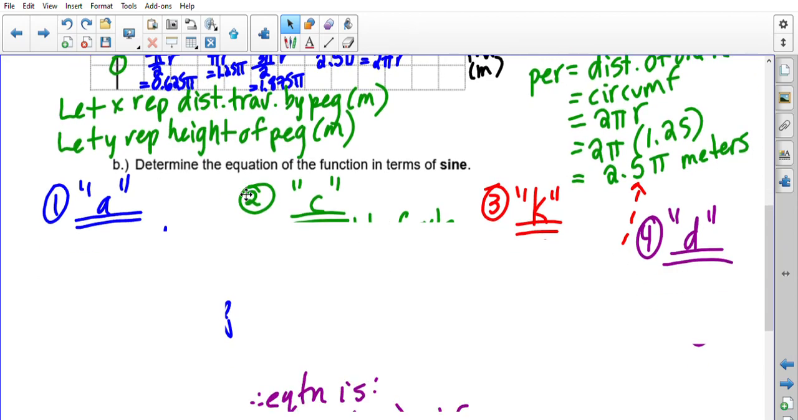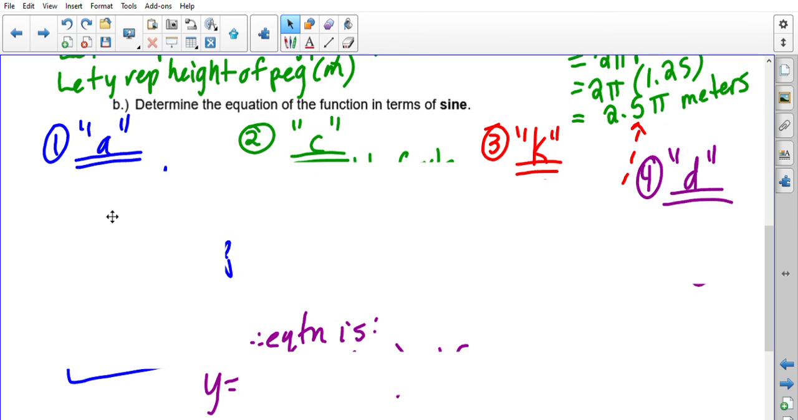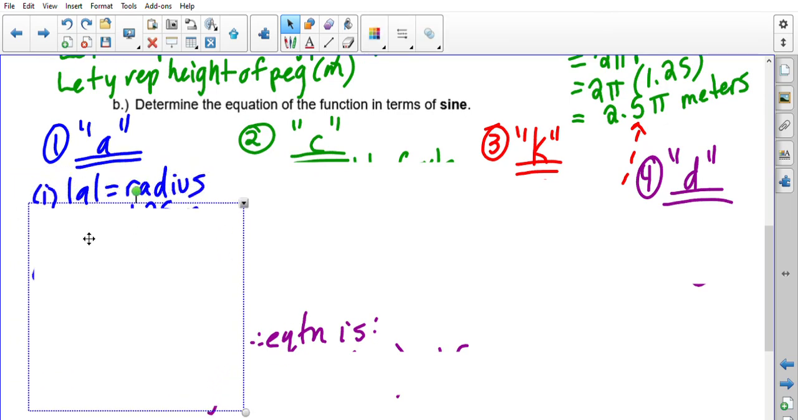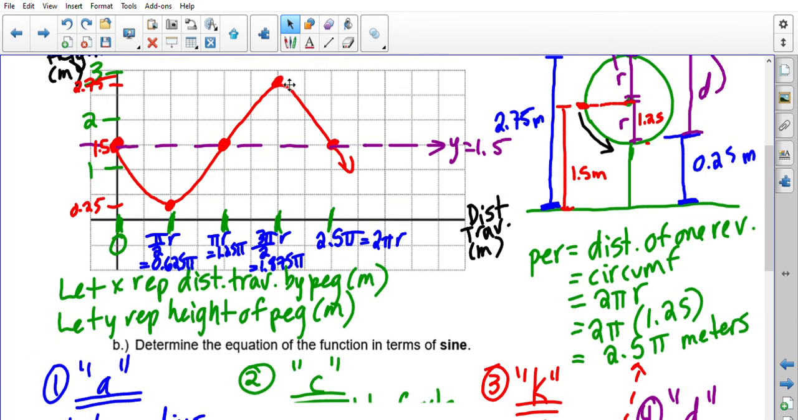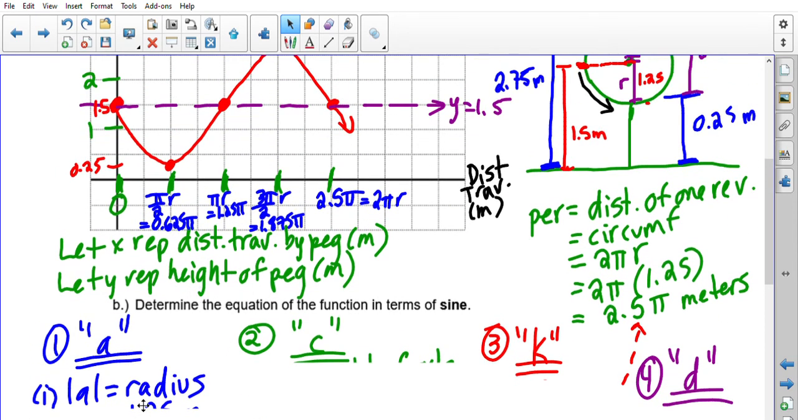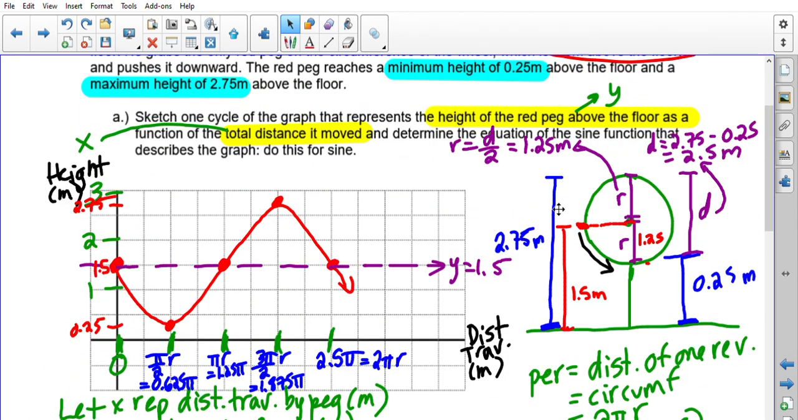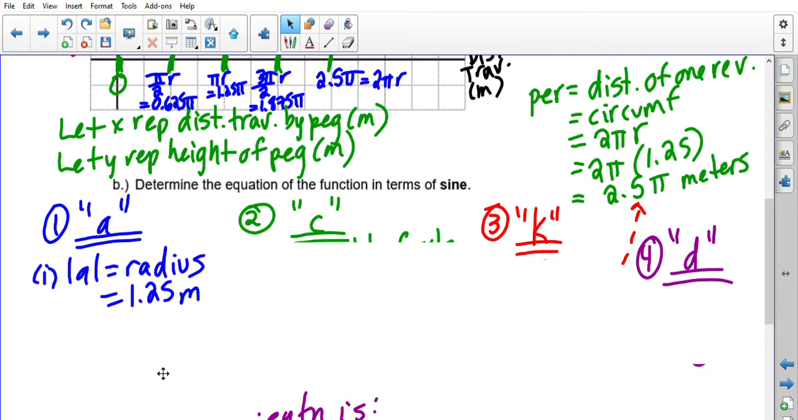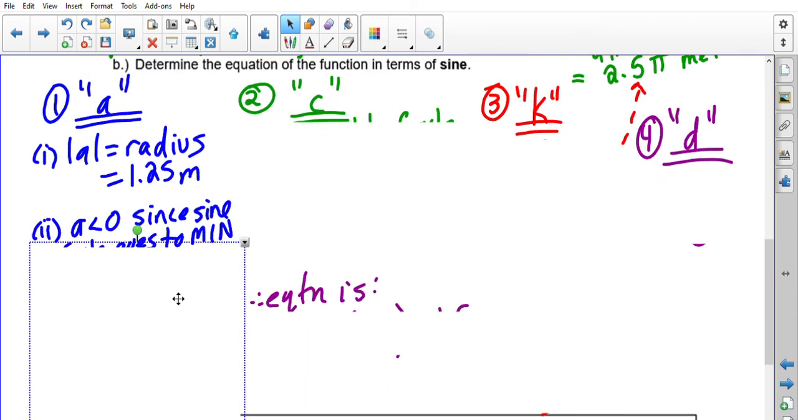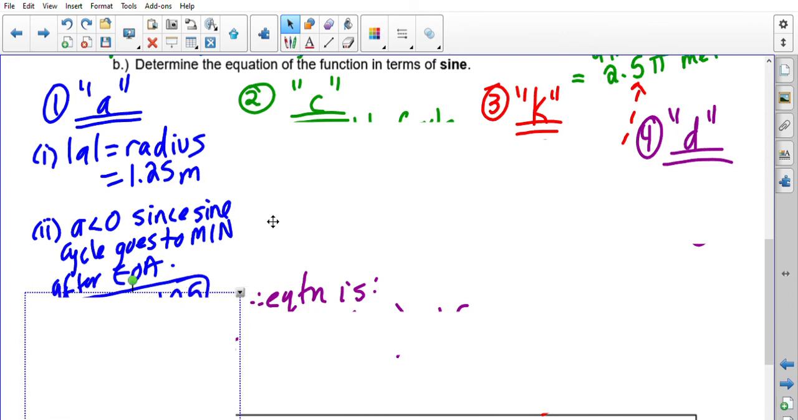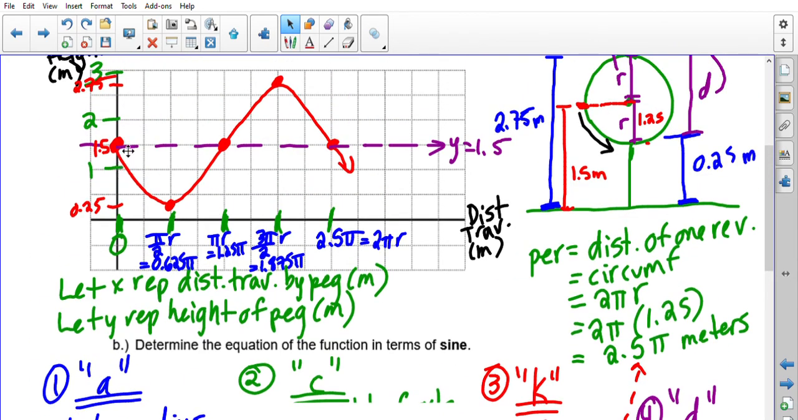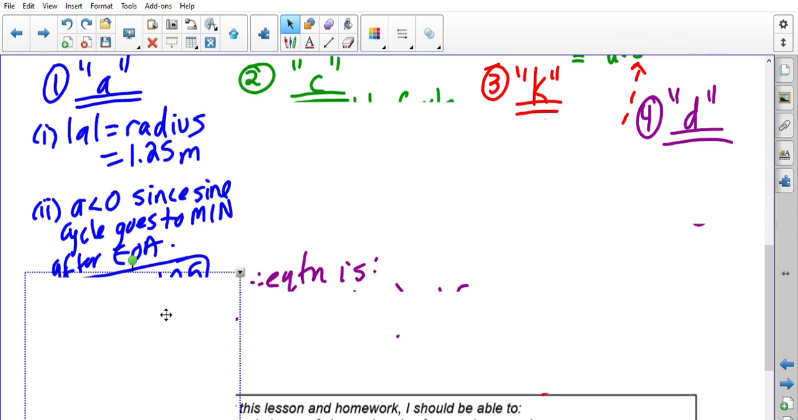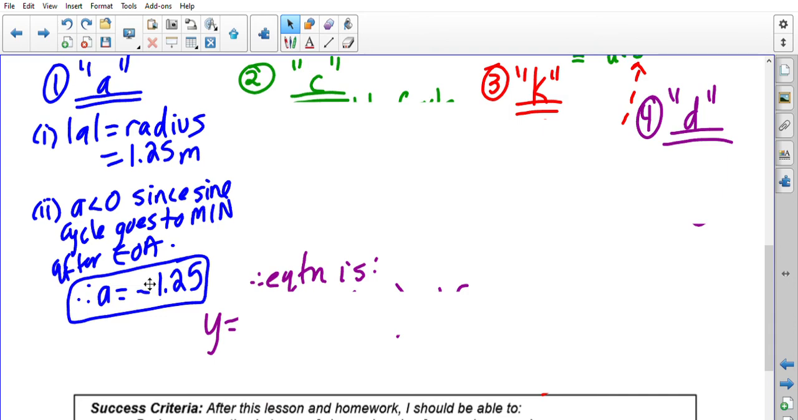All right, we are now going to determine the equation of the function in terms of sine. So we're going to find our amplitude. Anything that deals with a wheel, obviously you can do your max and min formula, but a quick way to find the amplitude when dealing with a circular object, if they give you the radius, then that's the amplitude. So it's going to match with the radius value there. We know the radius is 1.25 meters. And like I said before, because our sine cycle goes to the min after the equation of the axis, that means our A value is negative. So our A is negative 1.25.